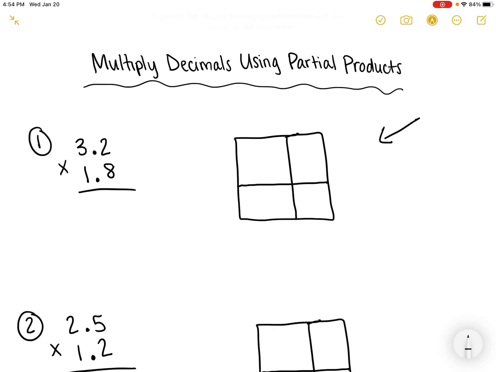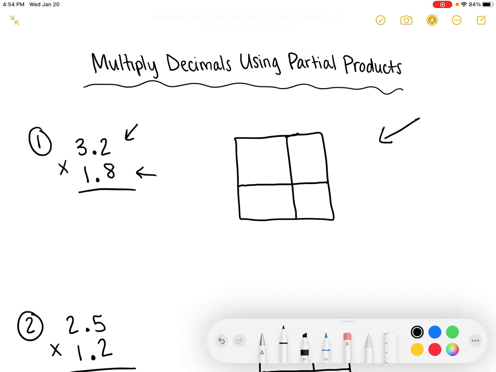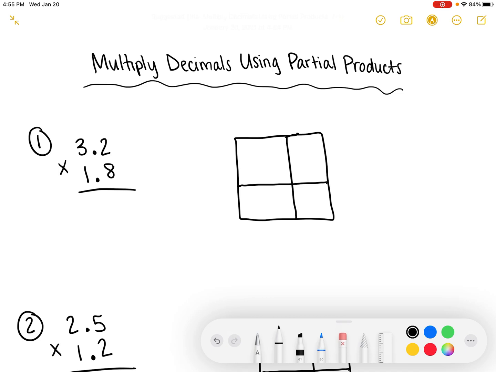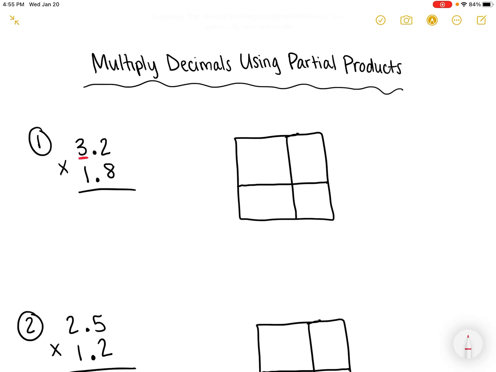For each number that we have in the problem, we have 3 and 2/10 and then we have 1 and 8/10. We're going to split them up by place value. So let's look at 3 and 2/10 first. What digit do we have in the ones place and what digit do we have in the tenths place? Well, we have a 3 in the ones place and the value of the 3 in the ones place is just 3. And then we have a 2 in the tenths place, so the value of the 2 in the tenths place is 0.2. So we're going to write this on our square. We have 3 and 0.2. We're going to break up our number.